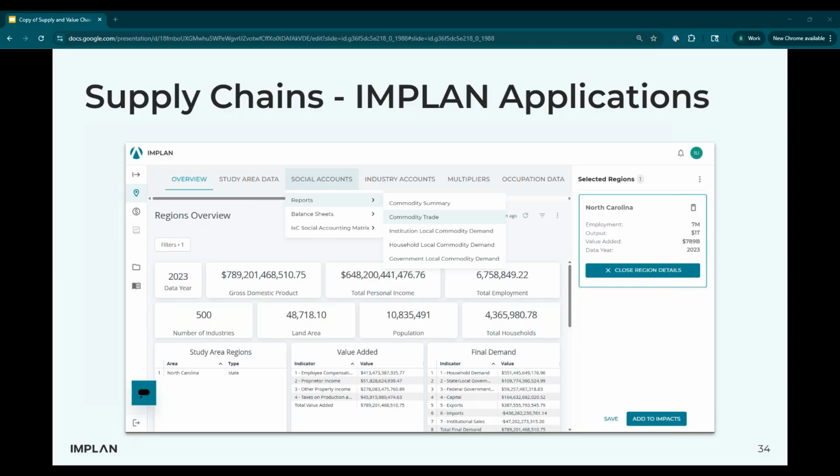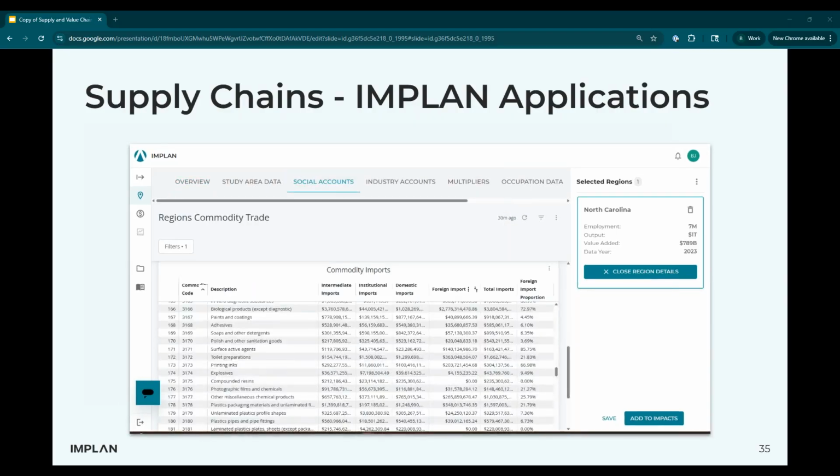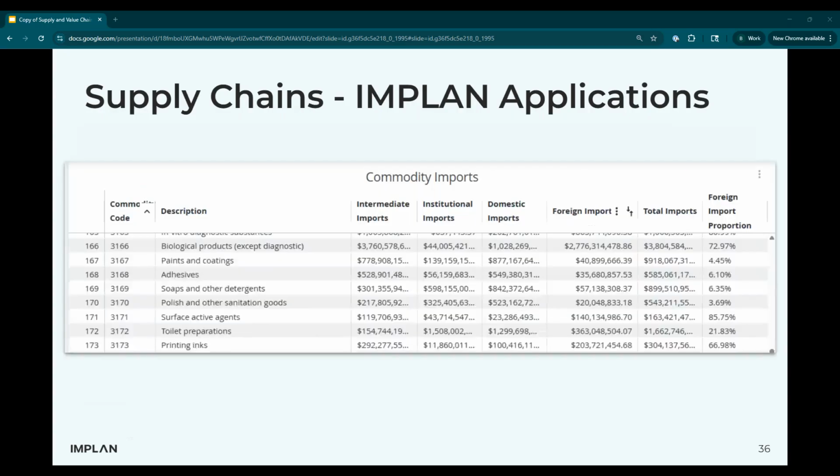So I can go to the commodity trade section. Again, social accounts, reports, commodity trade, and that gets me to the region's commodity trade table. So I'm zooming in. Two things to note. One is there are two tables here. There's imports and exports. Exports is on the top. You use the scroll bar here on the right to scroll down to get to the imports section.